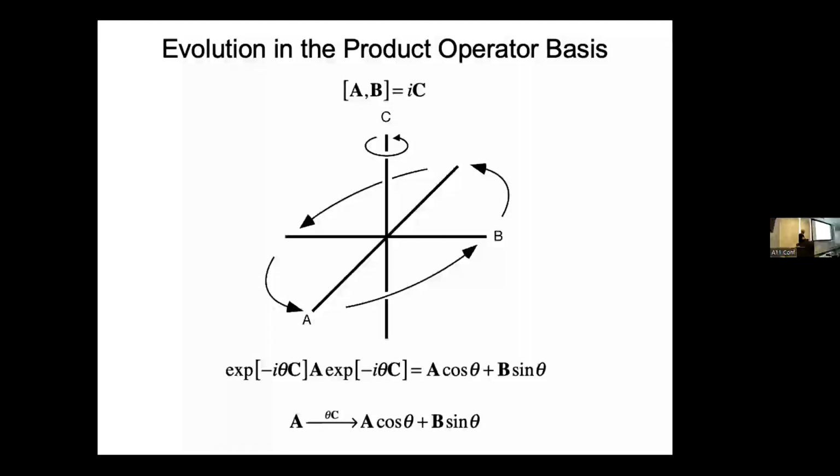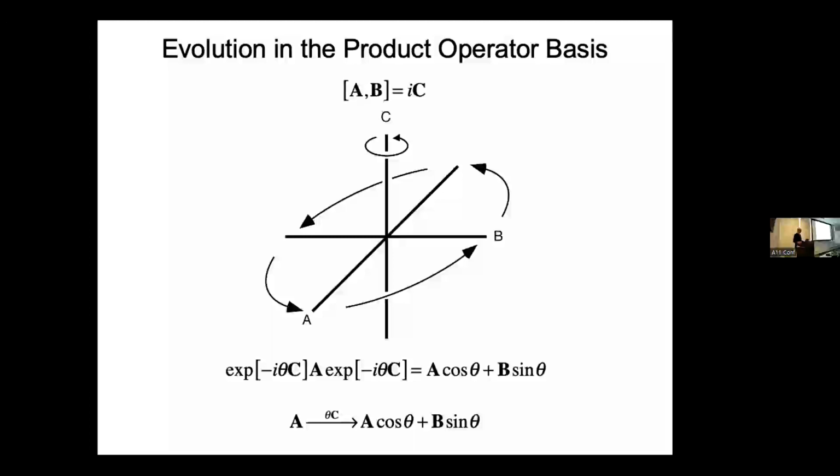And just for completeness, here's a general statement that if we have three operators that obey a commutation relationship, then their evolution is governed by one of these rotation pictures in which we label the axes C, A, B, and we can do cyclic permutations of the commutator if we need to. If the commutator is zero, then those operators don't evolve relative to each other. They perhaps evolve with respect to other operators.